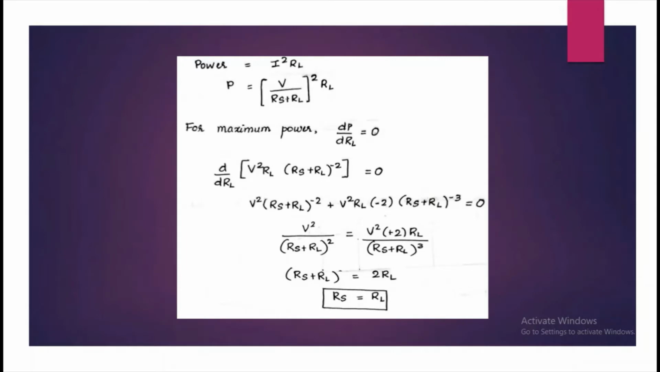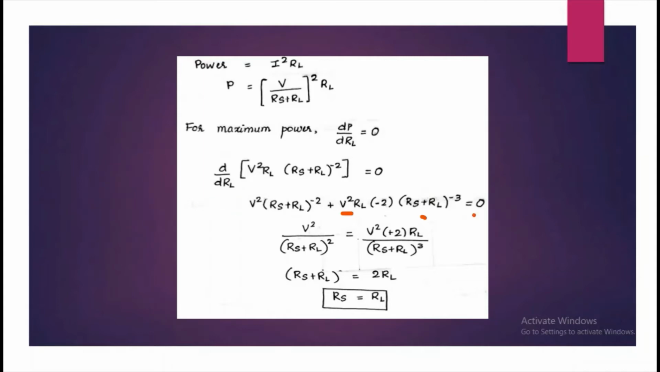The power in a circuit is given by I squared RL. So substitute I equal to V divided by Rs plus RL, which is the total resistance. In order to find the maximum value of some quantity, we have to equate the derivative to 0. So here the differential of power with respect to RL is equal to 0.